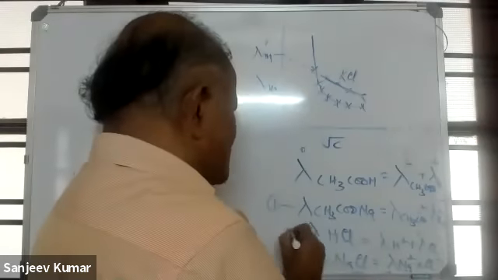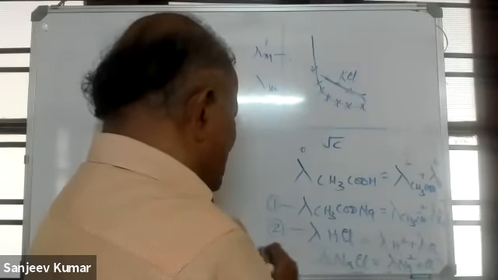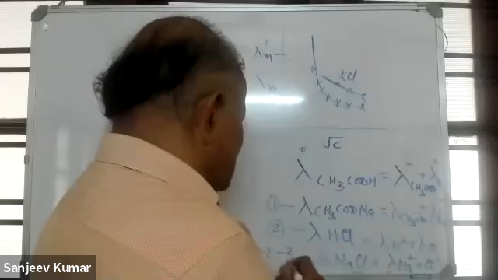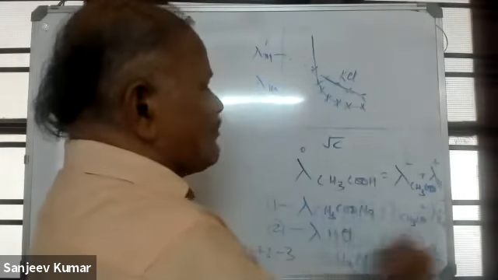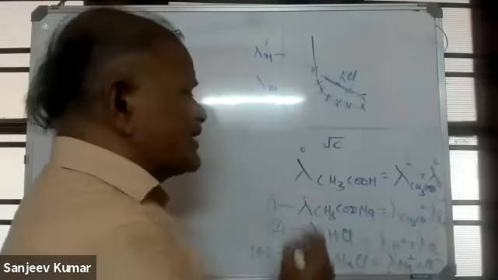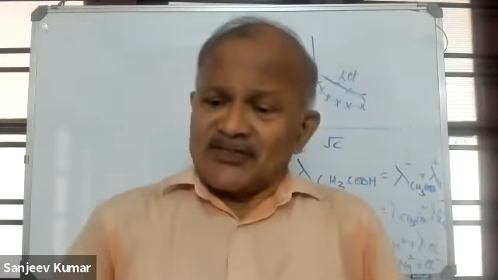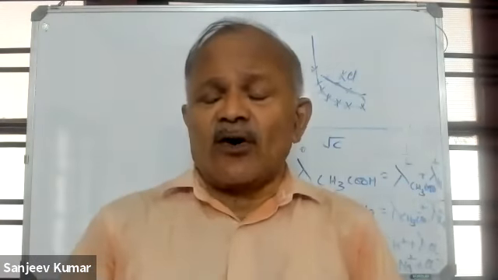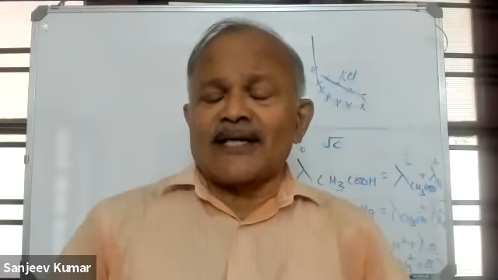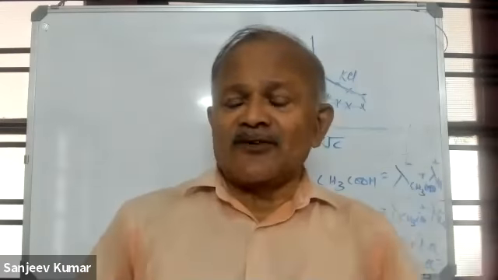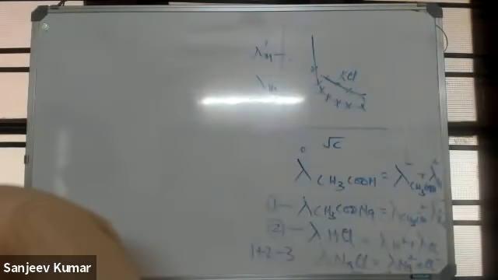Therefore, 1 plus 2 minus 3 will give the molar conductance at infinite dilution of acetic acid. This is the way in which Kohlrausch's law helps to find out the molar conductance at infinite dilution of a weak electrolyte.